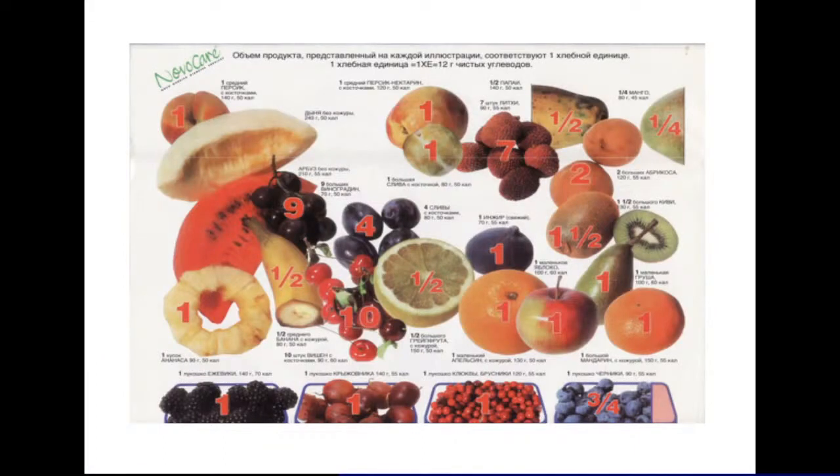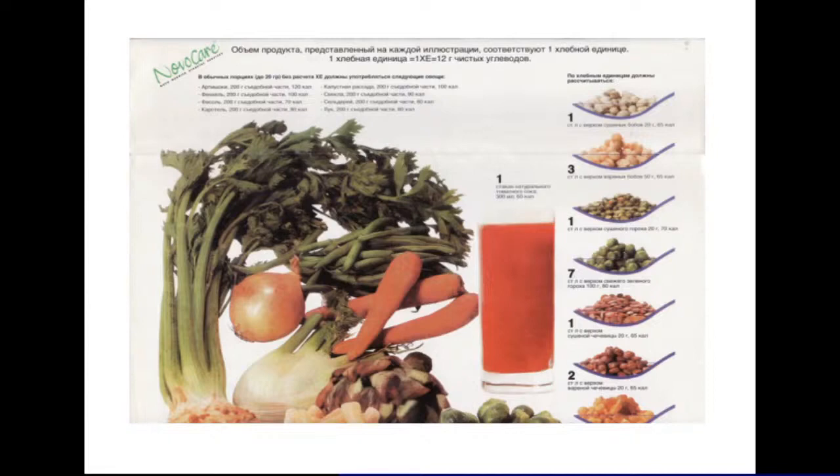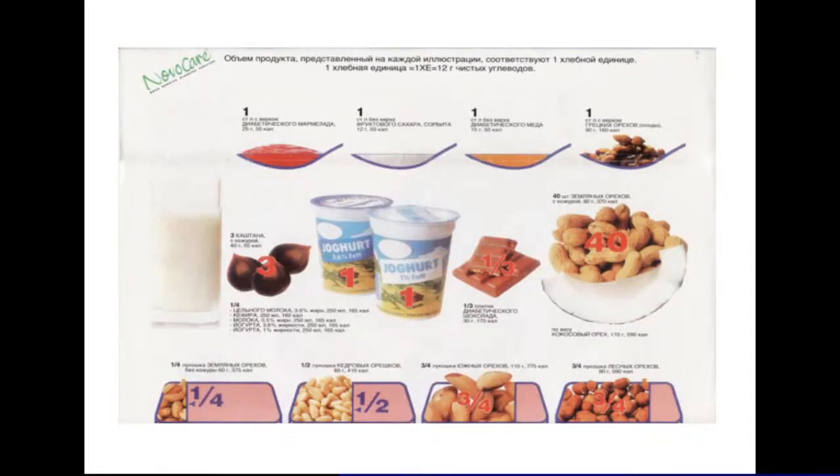Now you see different grains. You see half of a banana is 1 grain. 1 apple, 90 gram, is also 1 grain. And other fruit you see. It's vegetable. We also calculate grains for vegetables, and porridge, and potatoes, and other products.